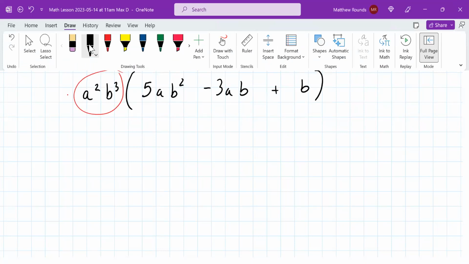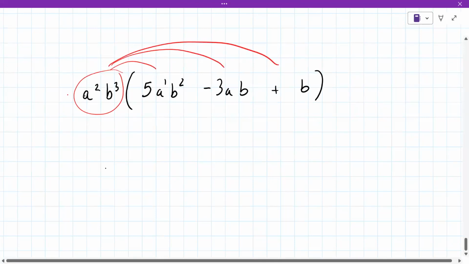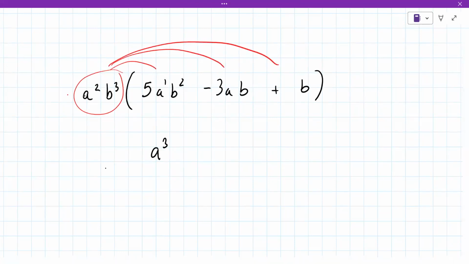You have to say, okay, how can I make sure that this works out nicely? And to do that, you have to say, okay, a squared times a to the 1 is a cubed. B cubed times b squared is b to the 5th. Bring that 5 down. So notice when you multiply, you add the exponents. Okay, so it becomes minus 3a cubed b to the 4th, because there's really a 1 and a 1 there. Okay, plus a squared b to the 4th power.